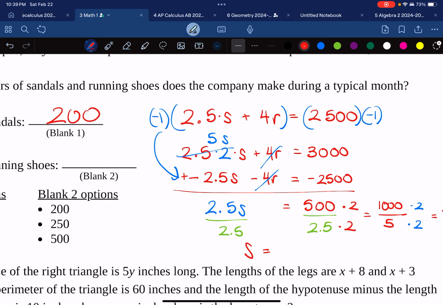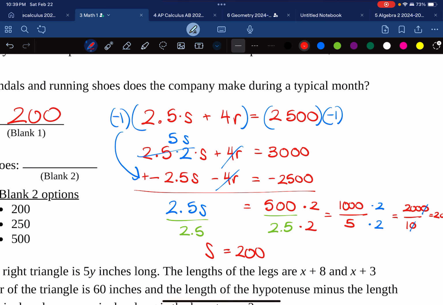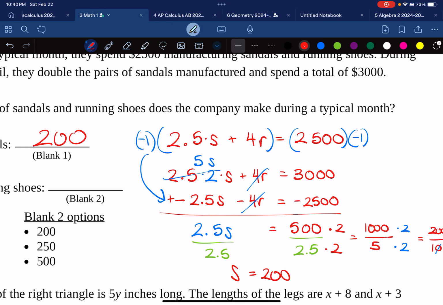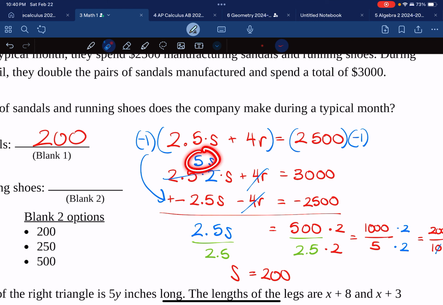And if you have 200 sandals, how many running shoes do you have? Well, you have to plug this 200 into, I meant to write 200 down here, S is equal to 200. I have to plug it into one of these spots, right? I can either plug S is equal to 200 there, or I can plug it into there. And both spots are kind of disgusting. The one thing that I do notice is that this number is nicer because there's no decimals. So let me do that one.